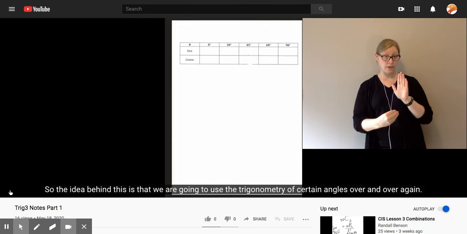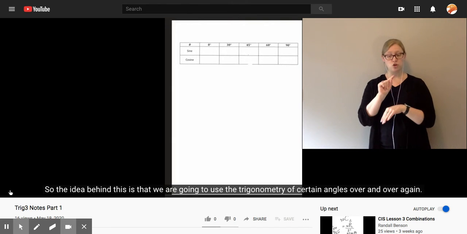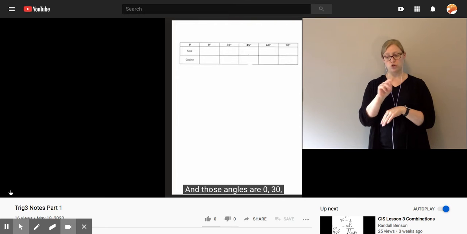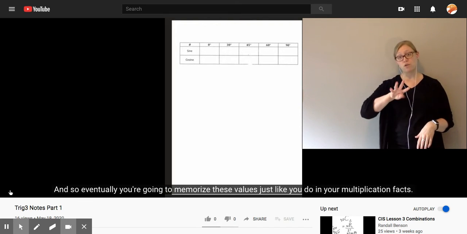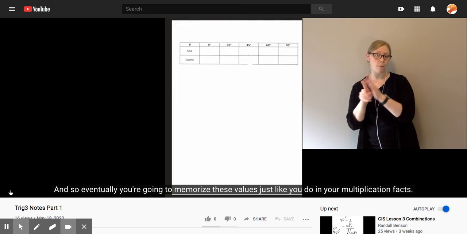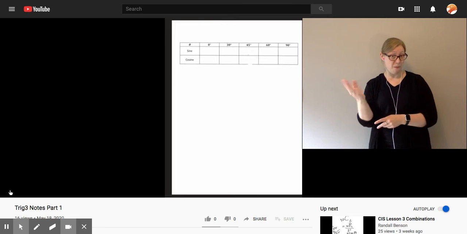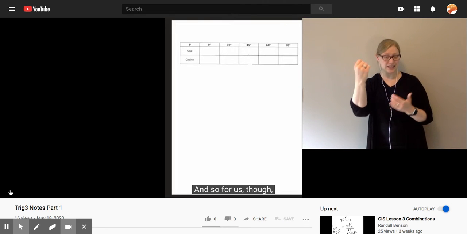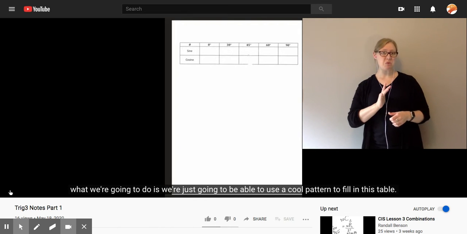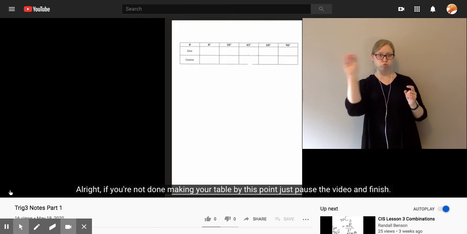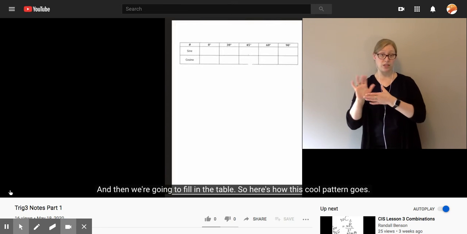So the idea behind this is that we are going to use the trigonometry of certain angles over and over again. And those angles are 0, 30, 45, 60, and 90. They just come up a lot. And so eventually you're going to memorize these values just like you do your multiplication facts. You'll probably do that in Algebra 2. For us, though, we're just going to use a cool pattern to fill in this table. All right, if you're not done making your table by this point, just pause the video and finish. And then we're going to fill in the table.